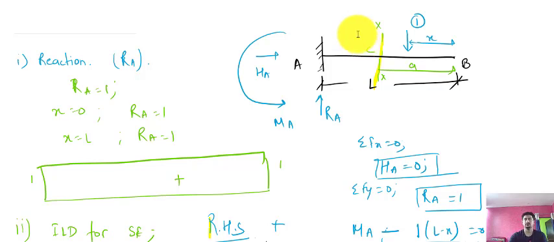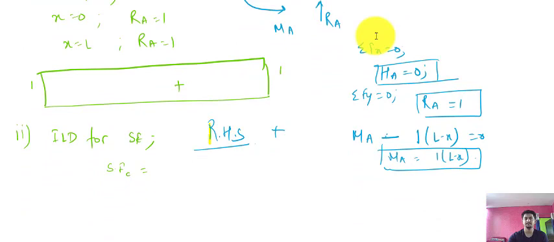Okay, so as we are going from the right hand side here, downward forces are taken as positive. When we are taking downward forces as positive, there is only one force that is coming, therefore the shear force at C will be 1 and it will be positive. And this is the shear force at C.